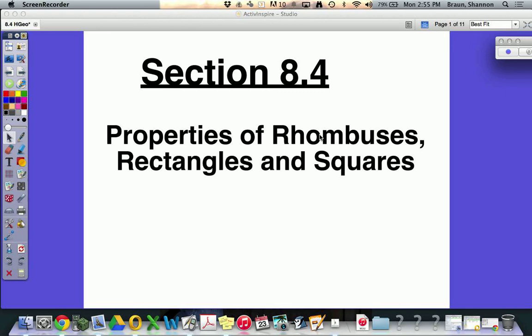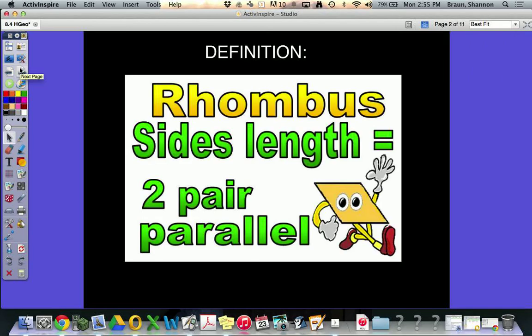Today we're going to go over section 8.4, which is properties of rhombuses and rectangles and squares. So the first thing that we're going to look at is separating the difference between the definition of each of these quadrilaterals and then their properties that hold true.